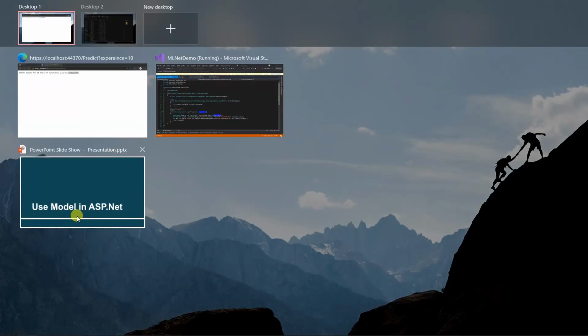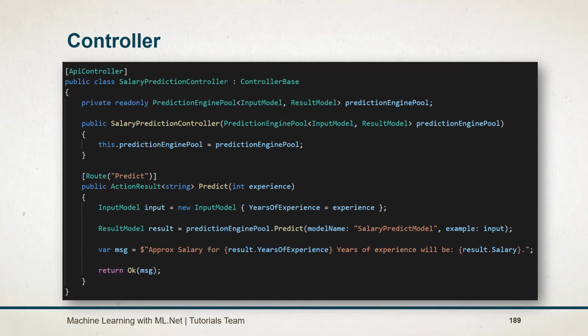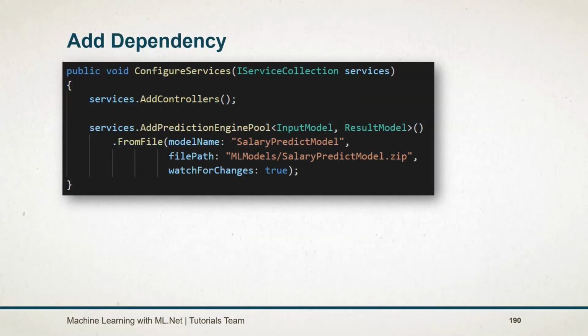Let's see what we have learned in this session. Here is the controller that we have created. We need to inject the prediction engine pool and use the Predict method to perform the prediction, and specify the model name on which we want to perform the prediction. The input will be passed in the example parameter. In ConfigureServices, we need to use the AddPredictionEnginePool method and add the model in the pool. We can add it from file as well as from URI. Assign an appropriate name for the model, as the same name will be used while performing the prediction using the prediction engine pool. And we have added two packages, Microsoft.ML and Microsoft.Extensions.ML. See you in the next session.